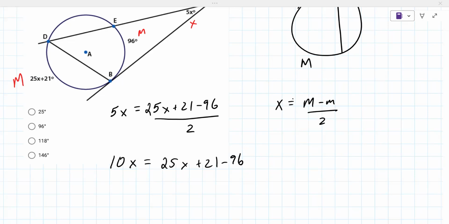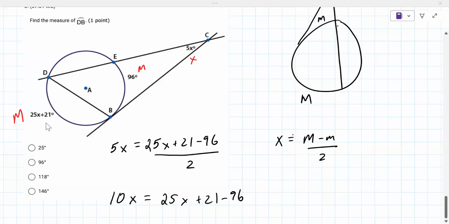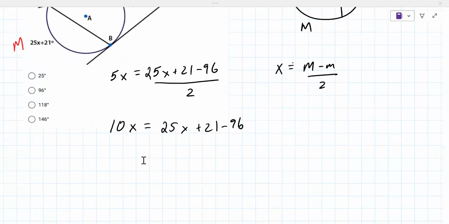I got X equals 5. Well, what does it ask for here? It asks for the measure of arc DB, which means you have to put that back in here. So once you get the X value, that's one of the common things in geometry: you sometimes have to go back and put it back in. 146, it looks like, to be the last option there. Yeah, I agree.